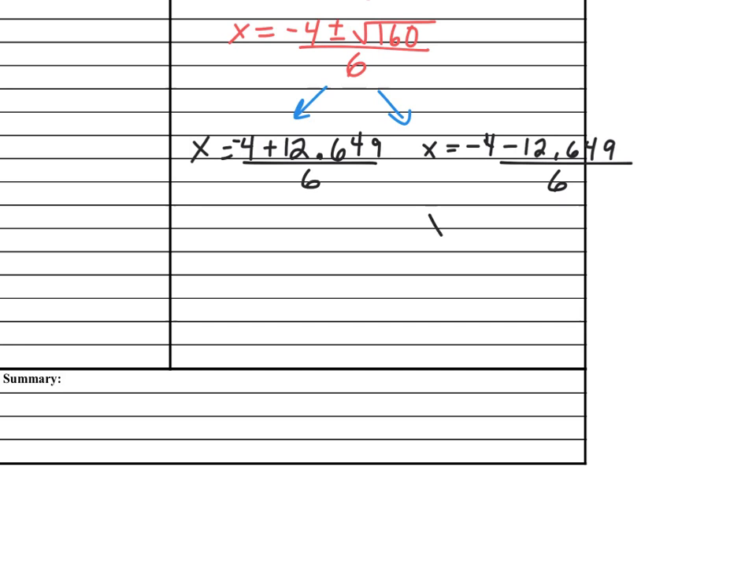So here we've got negative 16.649. Is that wrong? No, that's right. And then over here, that'd be 8.649. Does that look right so far? Okay. And then if you divide by 6, you'll get a decimal answer for both.